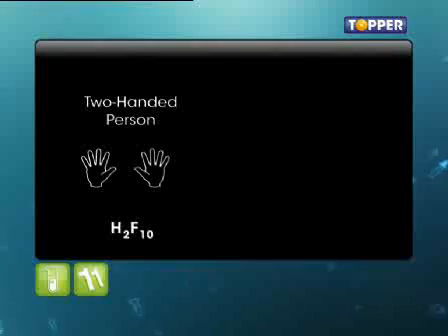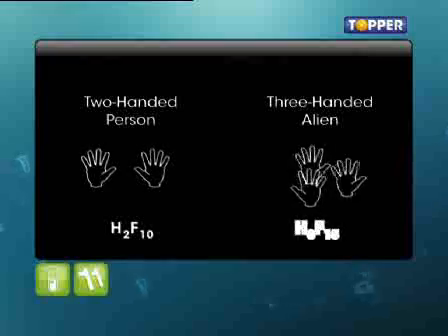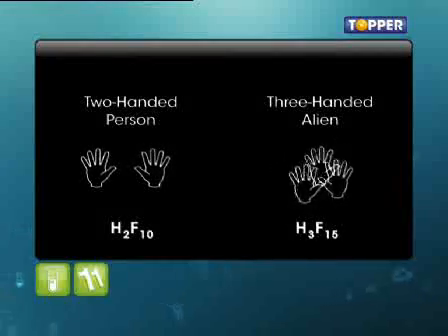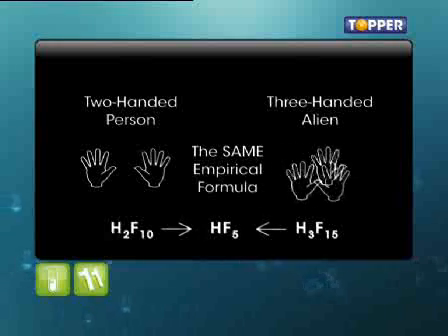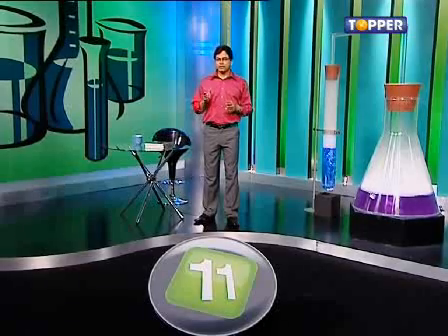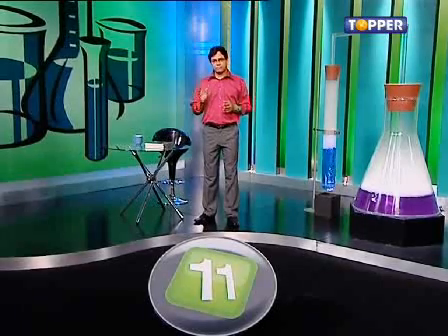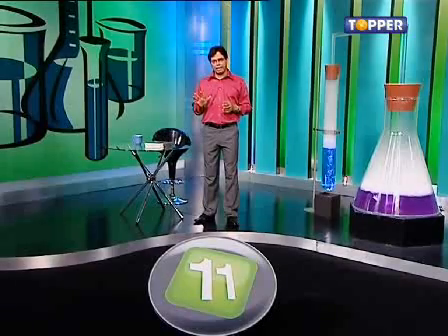To stretch our hand-finger analogy, we might have a two-handed person, H2F10, or an alien with 3 hands and 5 fingers on each hand, giving a formula of H3F15. The empirical formula for each of these would be HF5, since in both the cases the ratio is 5 fingers per hand. Now let's illustrate this through a chemical example.